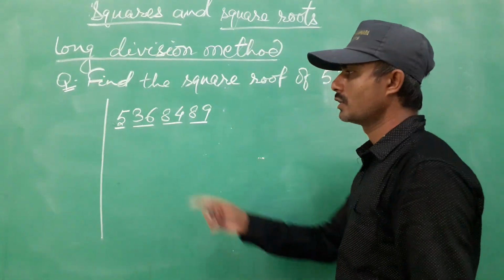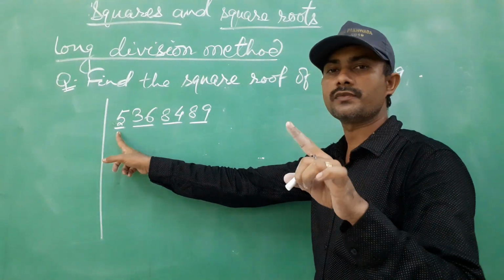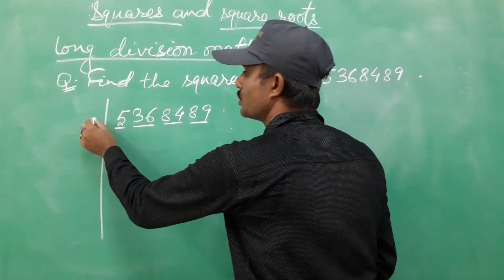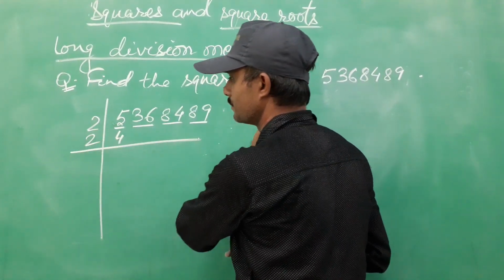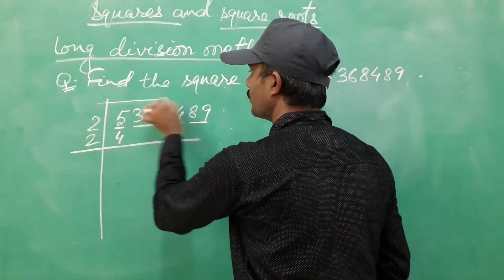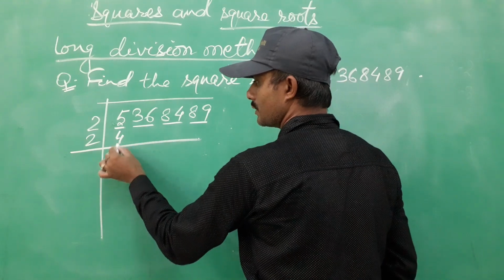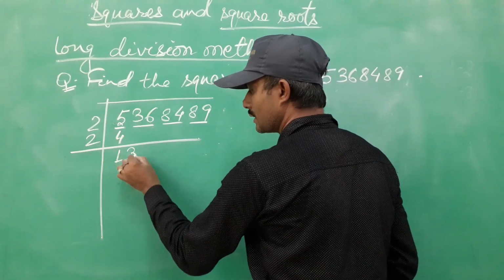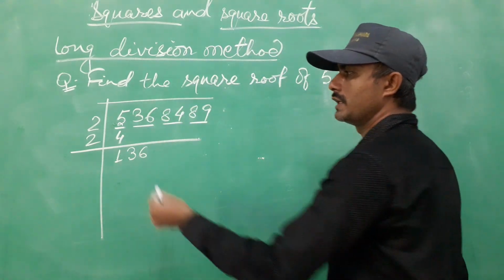First, look at the first number, which is 5. 2 times 2 is 4, and 3 times 3 is 9, bigger than that. So we will start with 2. 2 times 2 is 4. And here we will write all the quotient values. 5 minus 4 is 1, and here just bring down that 36, the next pair.